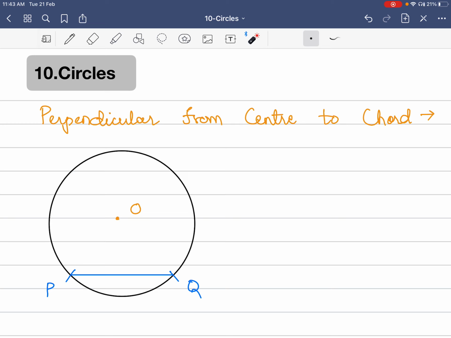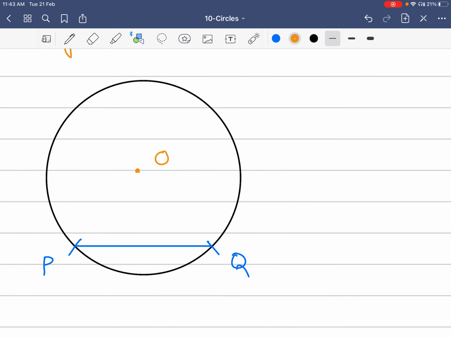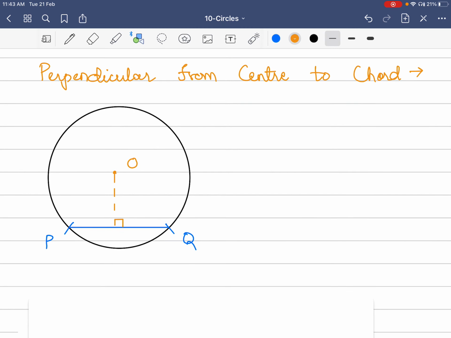Now once we have a center of a circle and we have a chord of a circle, what we are going to do is we are going to draw a perpendicular line from the center to the chord. So let's do it. Let's draw a perpendicular line from the center to the chord. So this is the perpendicular line from the center to the chord, and I'm going to mark it like this because it's a perpendicular. Okay, so we have constructed a perpendicular from the center to the chord.